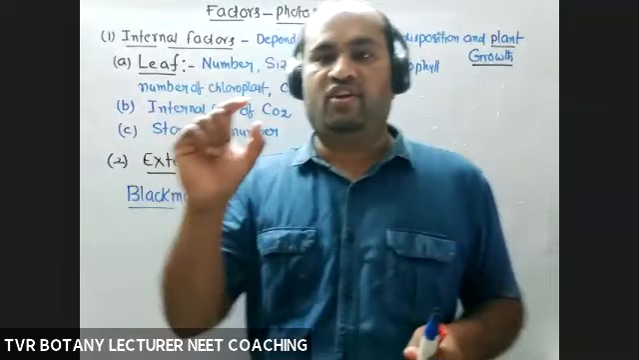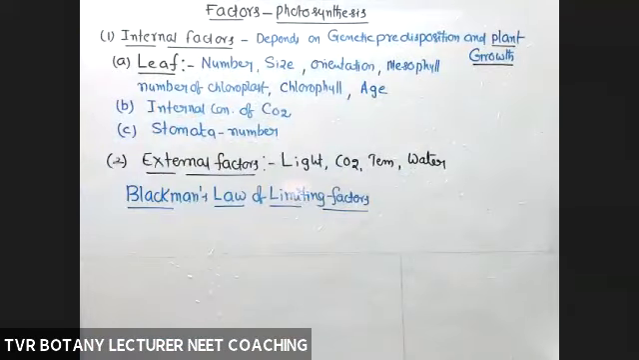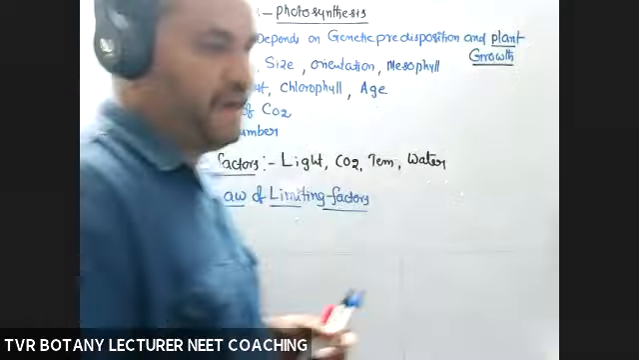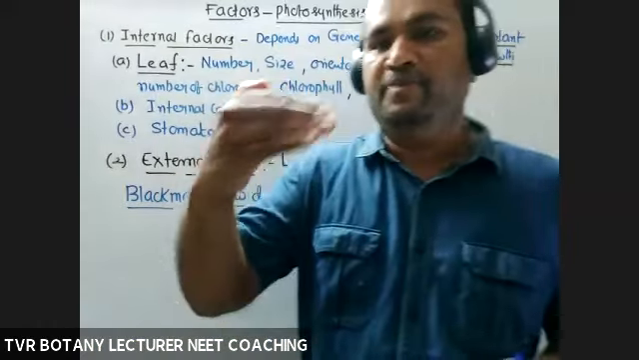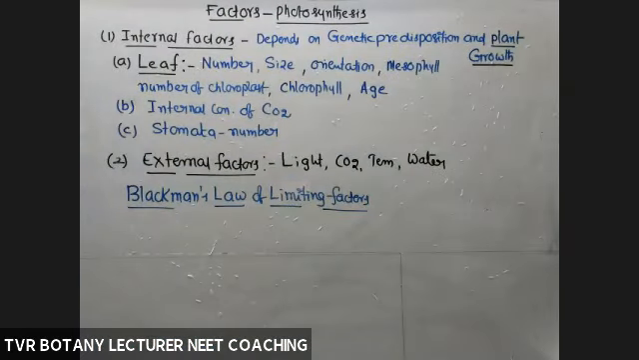When a process is regulated by a number of separate factors, the rate of that reaction, say photosynthesis, depends on a factor which is at a suboptimum level, or less than required, or below the minimum requirement. What about the critical concentration? We can say if it is below the optimum level, means suboptimum level, less available, that is the limiting factor, not up to the required quantity.